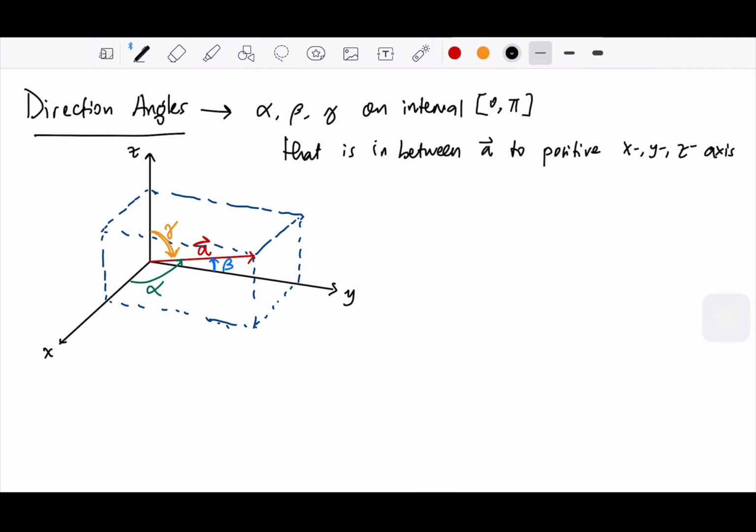And then if we connect these conditions to the dot product and the cosine we have, we also have the direction cosines. The term is called the direction cosine. So the direction cosine is basically proportional to the angles. So this means that these are cosine alpha, cosine beta, and cosine gamma that we already had.